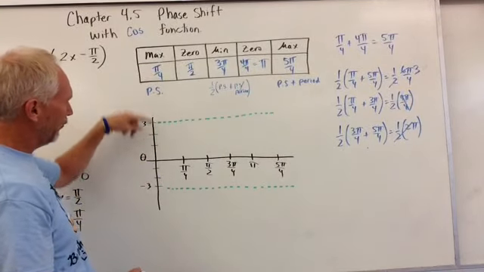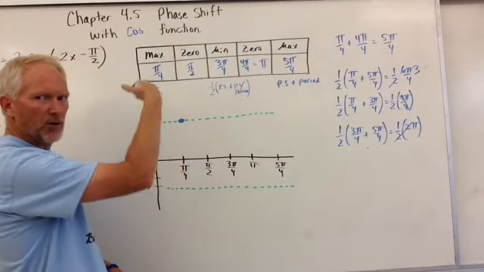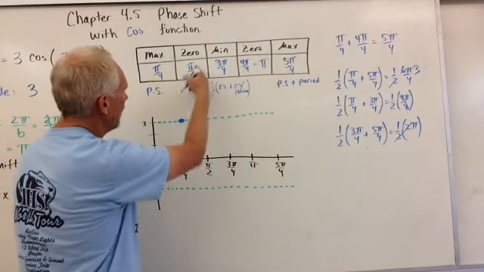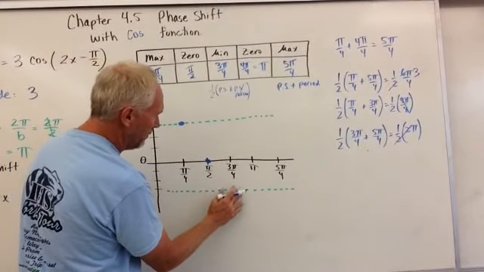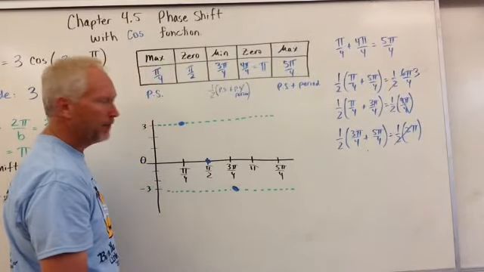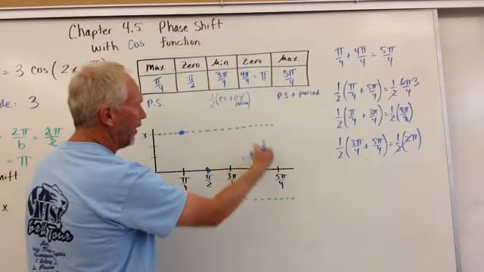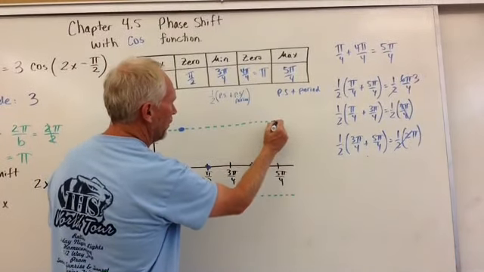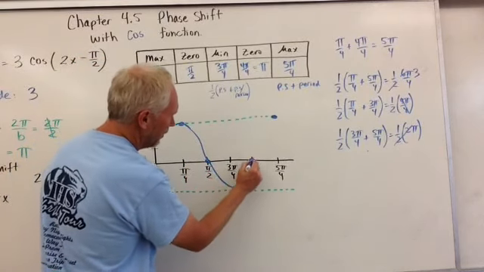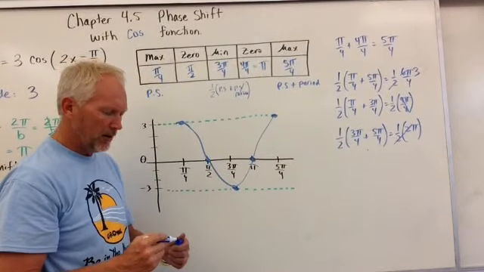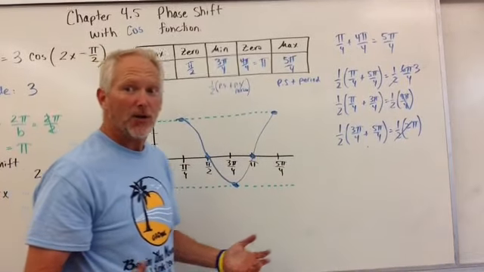Well, at pi over 4, we have a maximum. This is a cosine curve, so we start with a max. At pi over 2, we have a 0, so I'll fill in my 0. At 3 pi over 4, we have a minimum, so that'll be down there. And then at pi, we have another 0. And at 5 pi over 4, we are back up top with a max. And we make a nice, smooth curve. It should not be in the form of a V. Probably a little bit more elegant than that, but that's okay. It's just a sketch, okay?